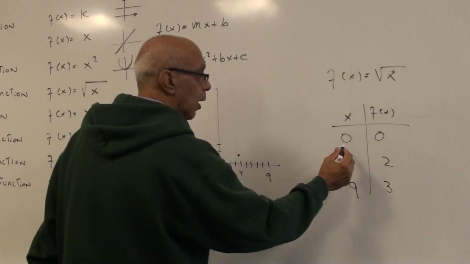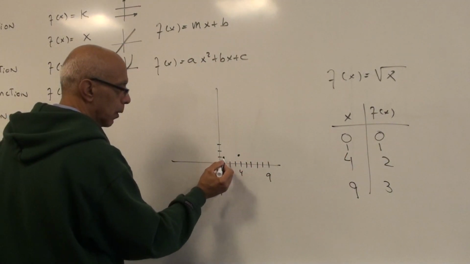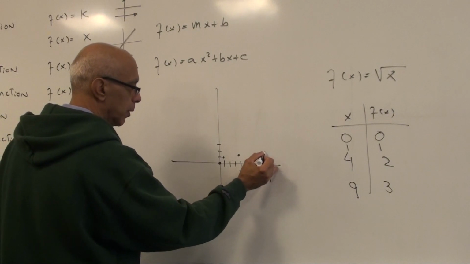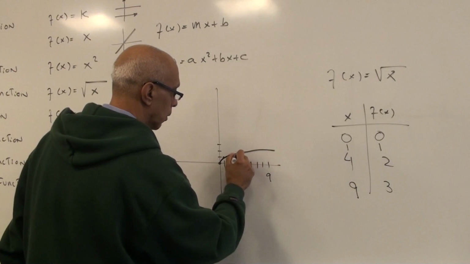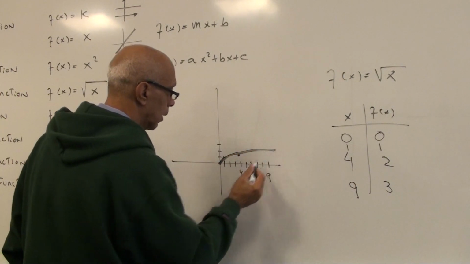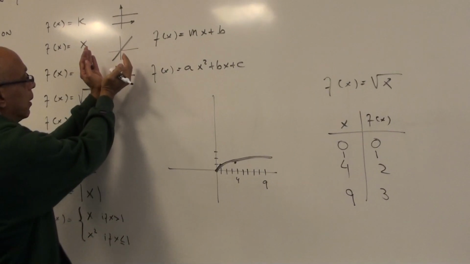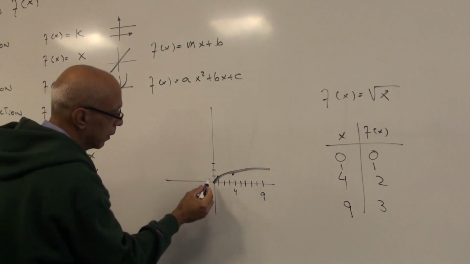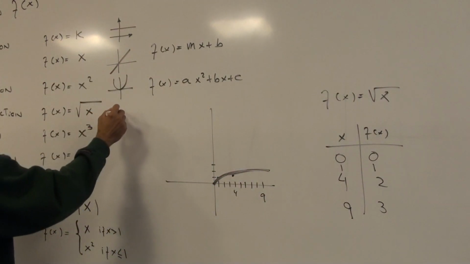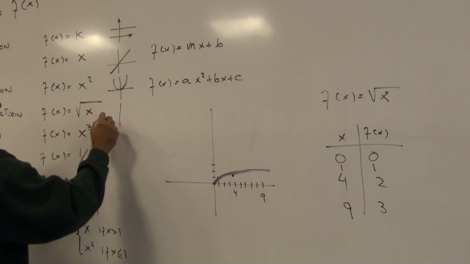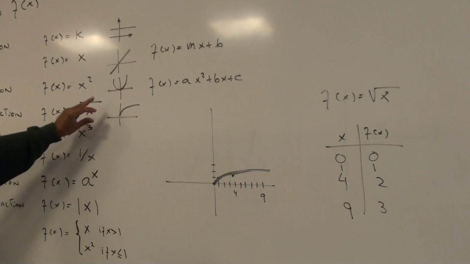And even when x is 1, this is 1, so 1 is here. And then 9 is going to be 3. So the function is going to look like this. It's like a parabola, but now instead of being like this, it's like that, okay? So that is how the function of the square root is going to look like, something like that, okay? All right?